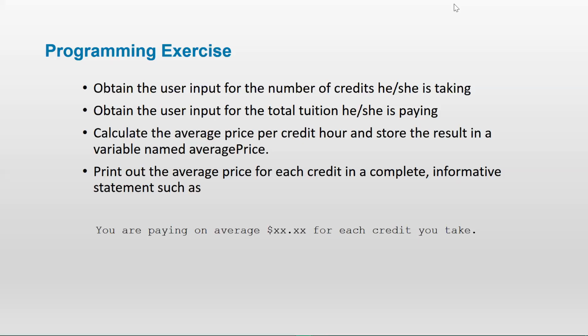By how many? Yes, you add them all together and divide by the number of items in your addition. And then you print out the average price for each credit in a complete informative statement, such as what Joe just now did: you are paying on average this much for each credit you take. Joe did the each item, the number, the price. Mine is simpler. But this is what I'm asking you to do, everybody.